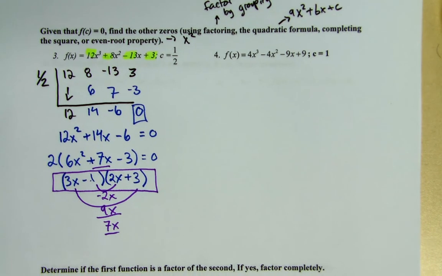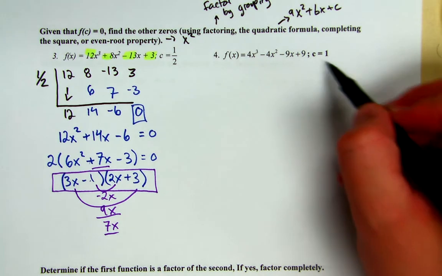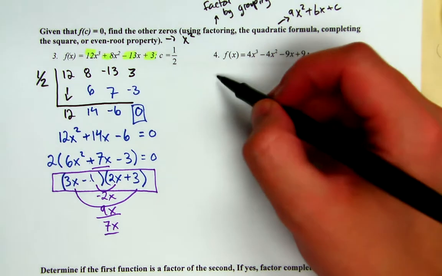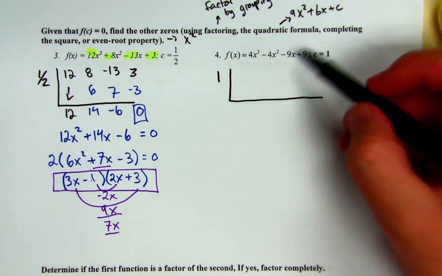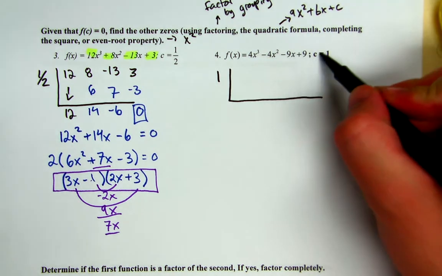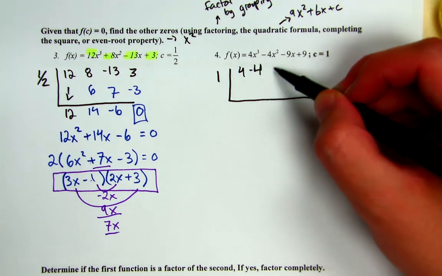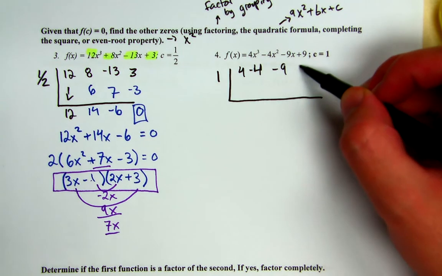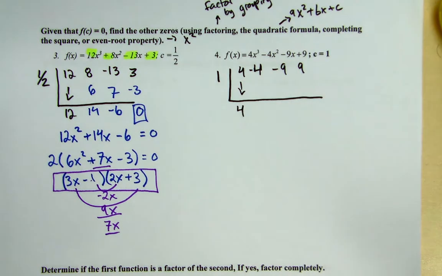Alright, example 4. It tells us 1 is our solution, so take 1. That's what we start synthetically dividing by. Again, look to see if you missed anything. 3, 2, 1, nothing. So 4, negative 9, and 9. Bring down the 4.